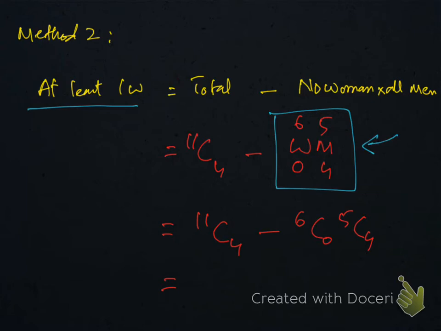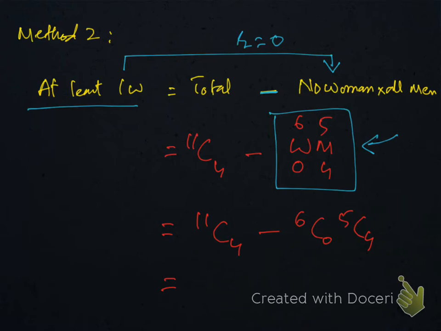Or you can learn this as at least 1 woman means no woman. I mean at least 1 woman means when you are going to subtract the option from total, then you have to take the value of R as 0. At least 1 means take the number which is before 1, which is 0.